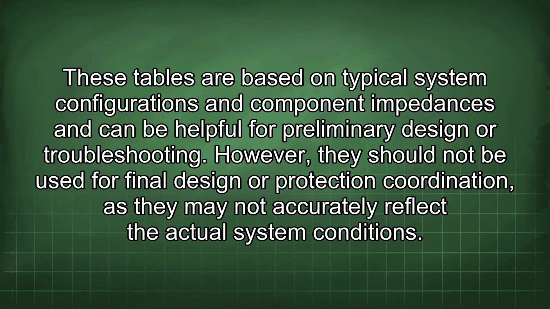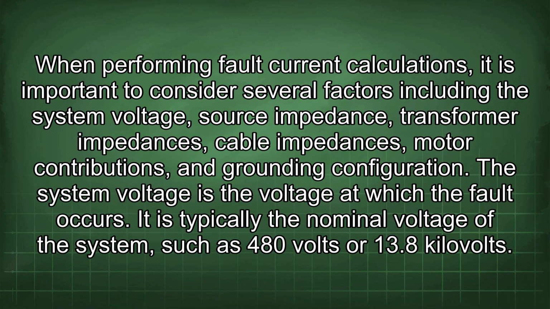When performing fault current calculations, it is important to consider several factors including the system voltage, source impedance, transformer impedances, cable impedances, motor contributions, and grounding configuration. The system voltage is the voltage at which the fault occurs. It is typically the nominal voltage of the system, such as 480 volts or 13.8 kilovolts.